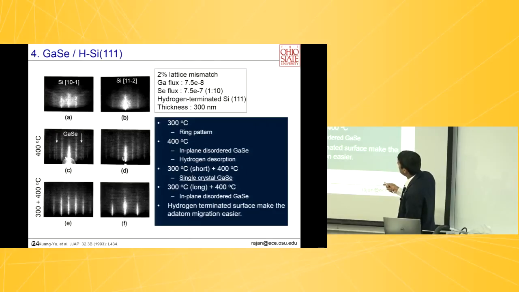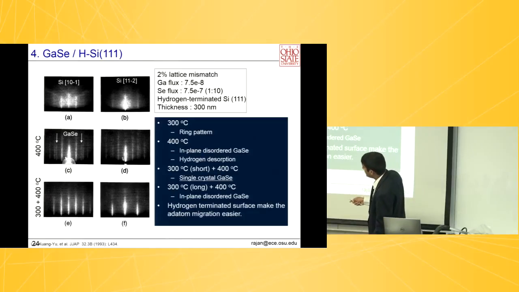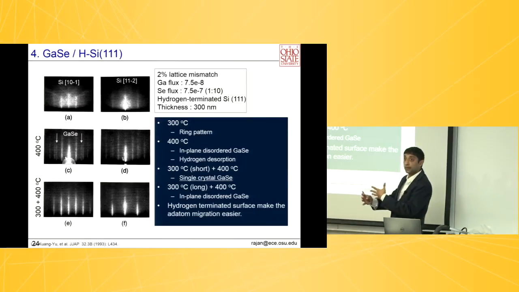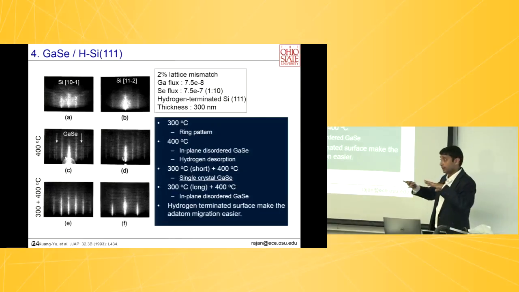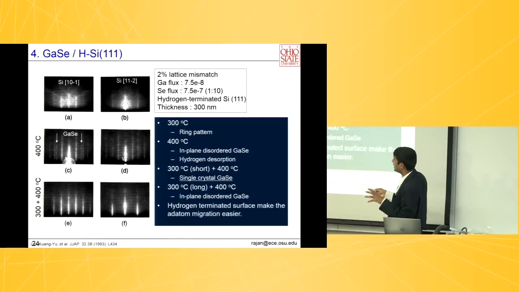So basically, you have silicon. You terminate it with hydrogen using a hydrogen plasma. And then after that, you can grow gallium selenide on it. And what's important here to look at is that the gallium selenide, both in the 101 bar direction and the 112 bar direction, has the same crystal registry. Okay? So that means you can grow crystalline gallium selenide on silicon.